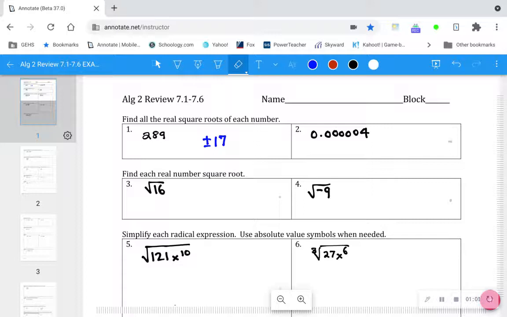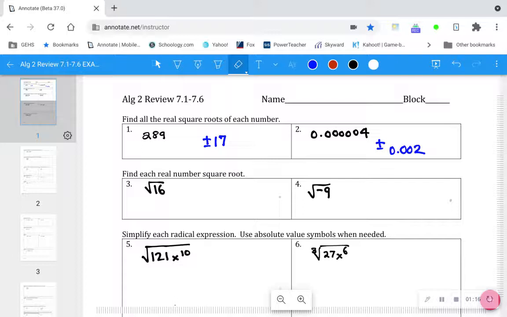Okay, now the logic on the next one here: you've got to get a 2, because when you square it, you get 4. And then there are 6 decimal places, so you cut that in half, 3 in each, and then put your plus or minus sign.